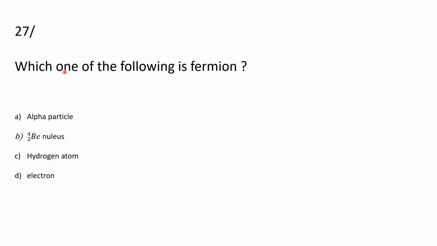Then which one of the following is a fermion? And the options are alpha particle, beryllium nucleus, hydrogen atom and electron.